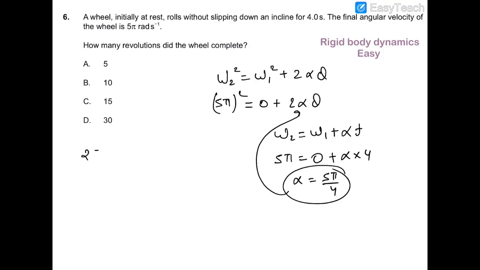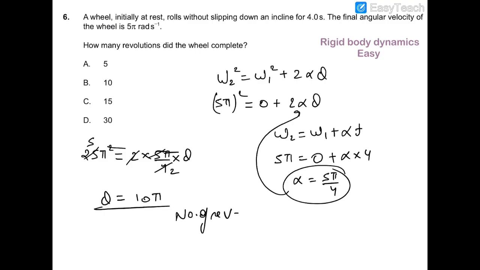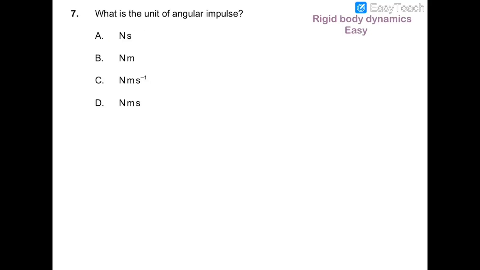So it is 25 pi square, and it is equal to 2 alpha theta. Alpha is 5 pi by 4. So this is 2, this is 5, this is pi, so theta will be equal to 10 pi. Now this is the angular displacement. We have to find out the number of revolutions. So number of revolutions will be equal to theta by 2 pi. So there are 5 revolutions. So the correct answer is 5. Now let us move on to the next question.